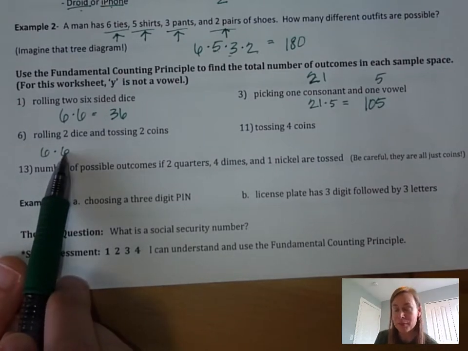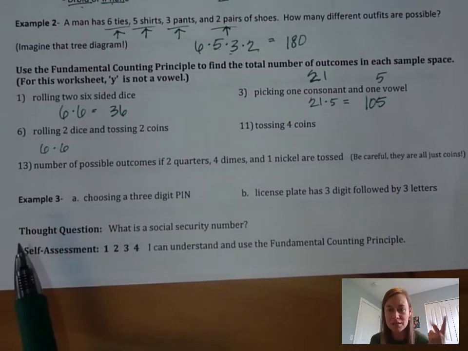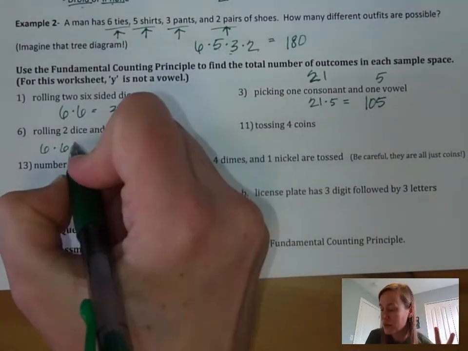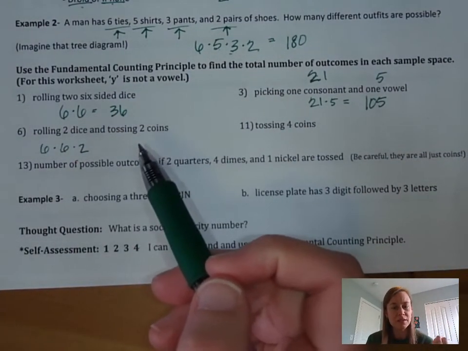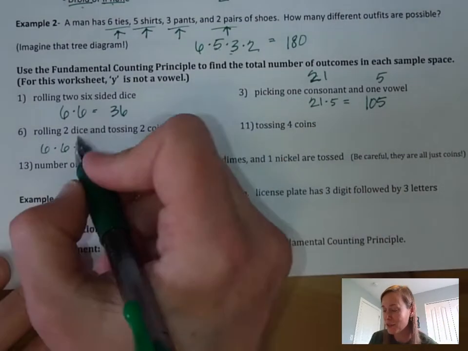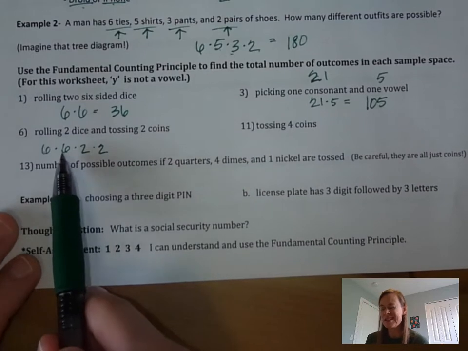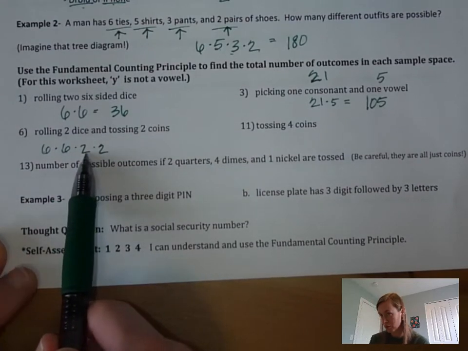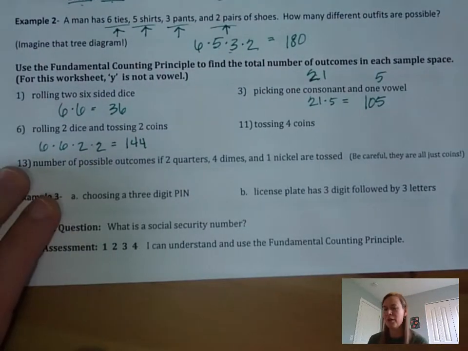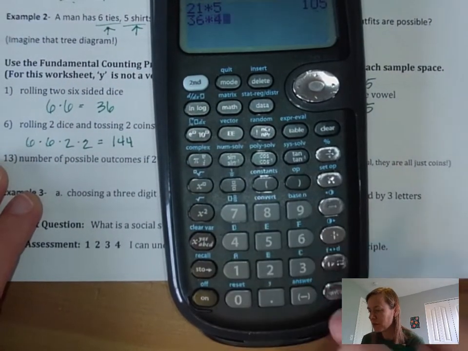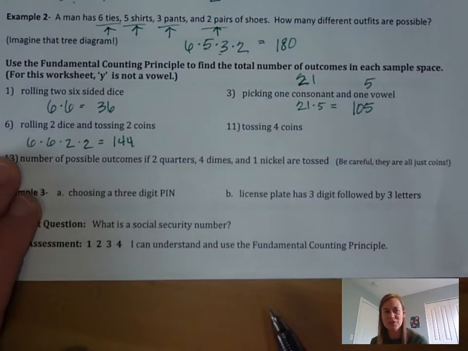Now it's time to toss a couple of coins. So for the first coin, how many possible outcomes? Heads, tails, just 2, right? So I'm going to do a 2. And then for the second coin, how many possible outcomes there? Heads or tails. That's it, so I'm going to do another 2. And then you just multiply. 6 times 6 is 36, times 2 is 72, times 2 is 144. We're going to grab our calculator and just make sure about that one too. Yeah, 144 is good. So 144 combinations for that one.